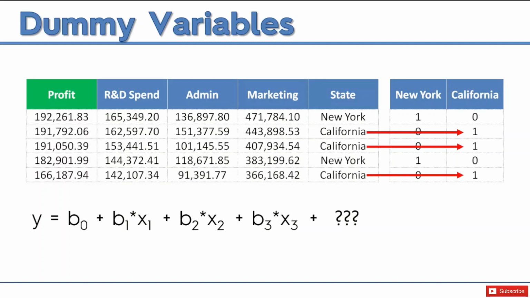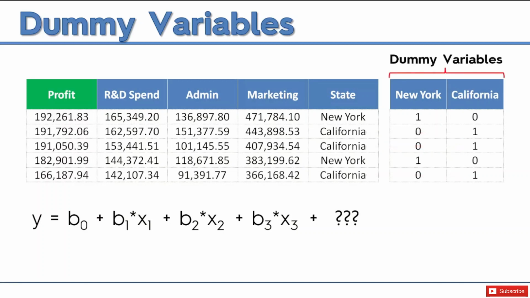And for any other values in the state column, you place a 0 in the California column. And so you end up with a data set like this. And these two new columns are called dummy variables. And building your regression model from here is very simple.